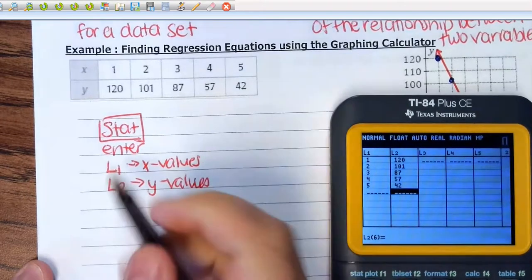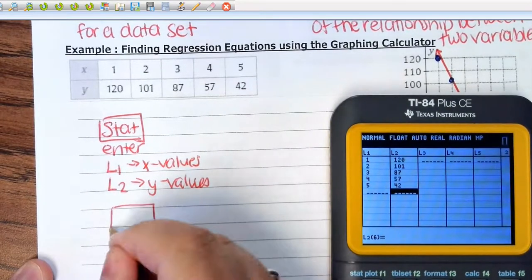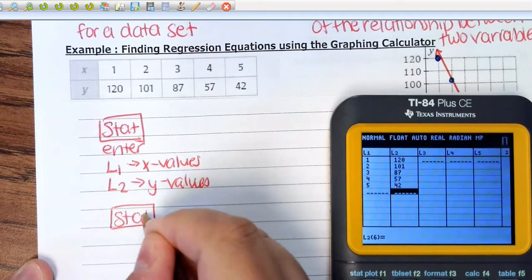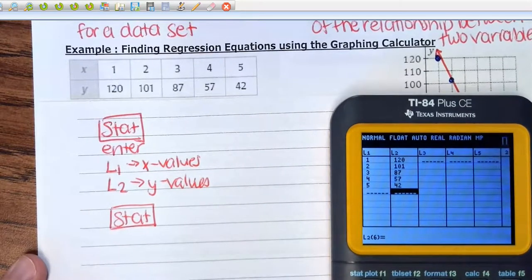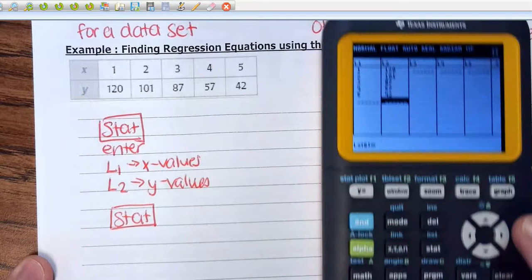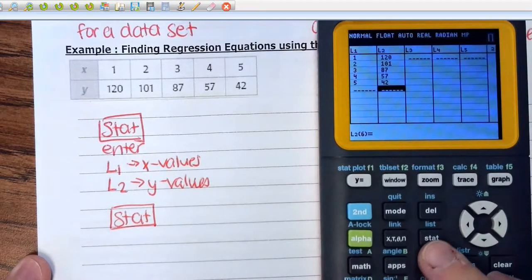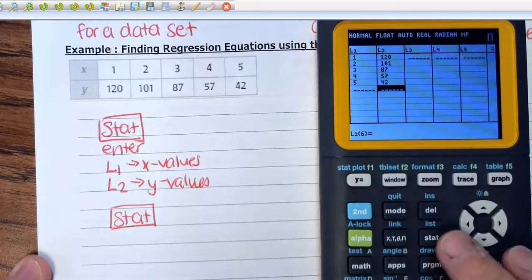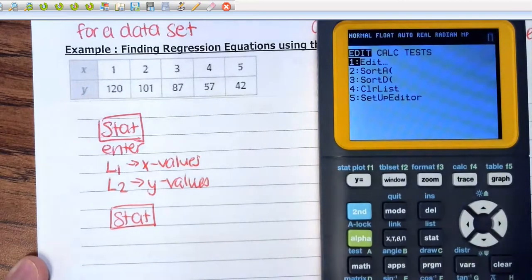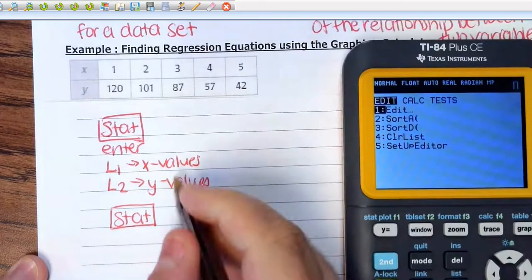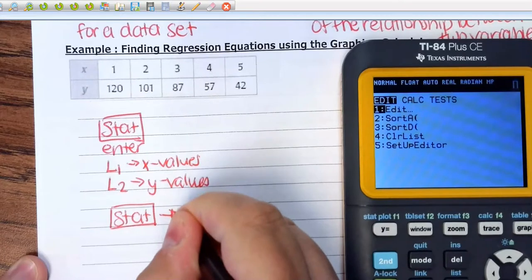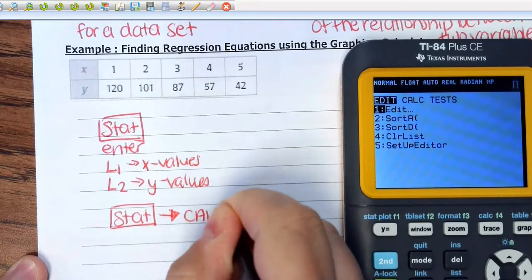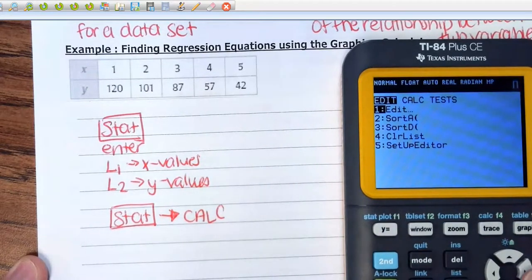Okay, after you have done that, you are going to hit that stat button again. That's right in the middle, the third button down here, next to these arrow keys. Hit stat. Okay, now we are going to calculate this regression line. So I'm going to arrow over to the menu across the top here that says Calc, just using my arrow key.